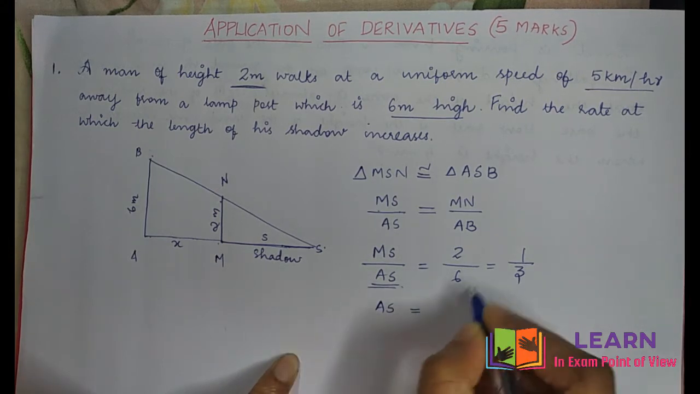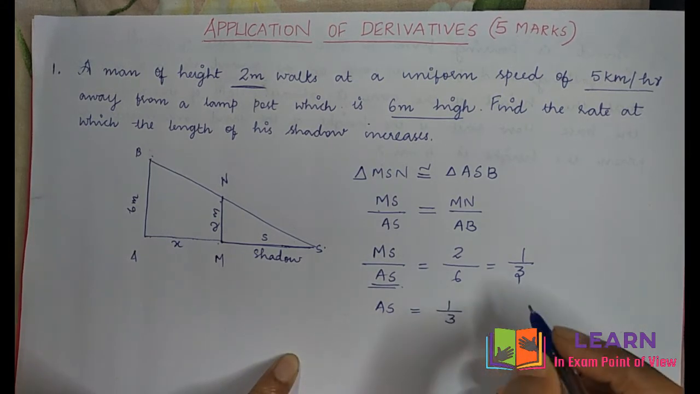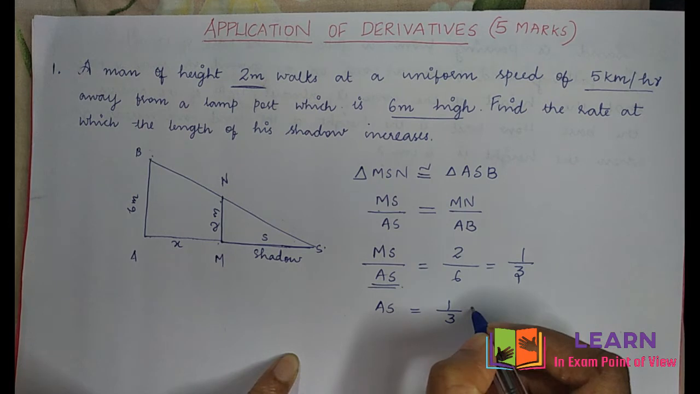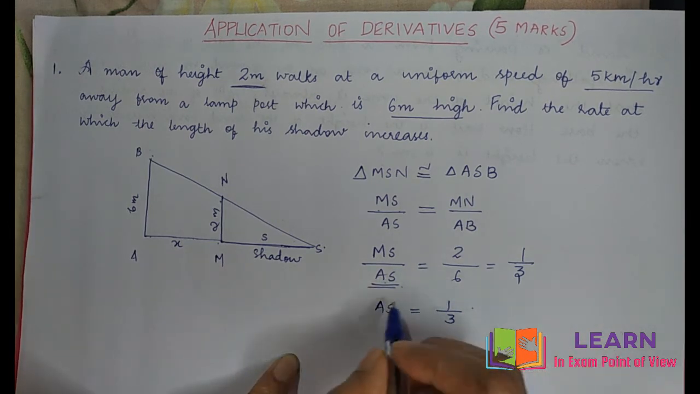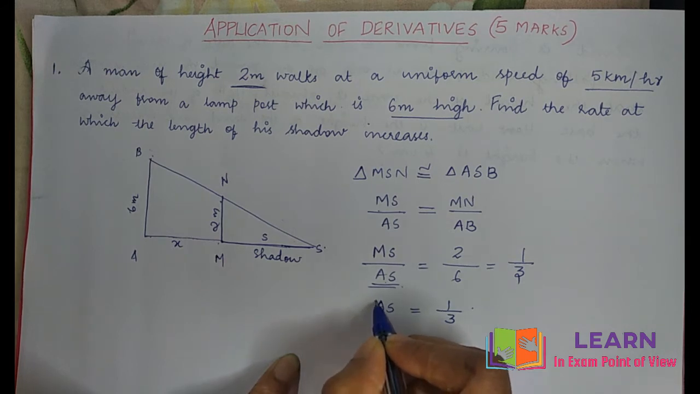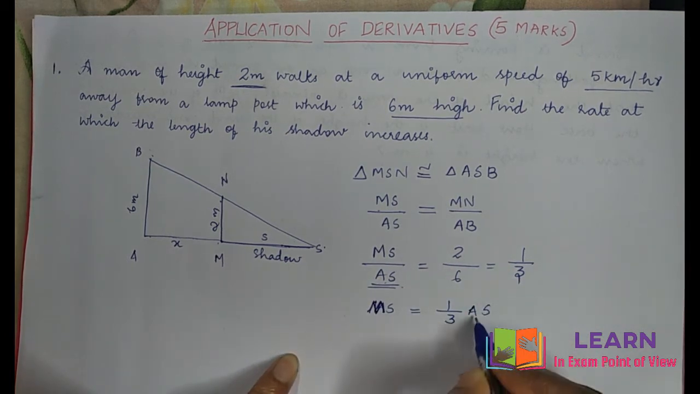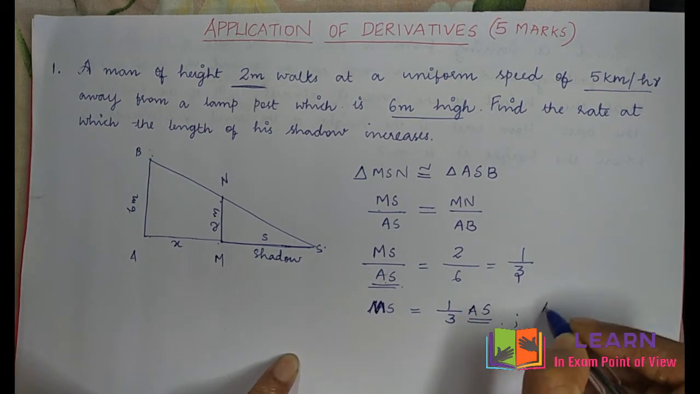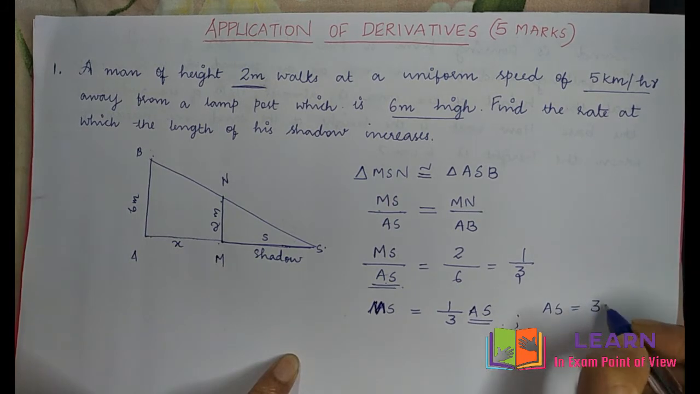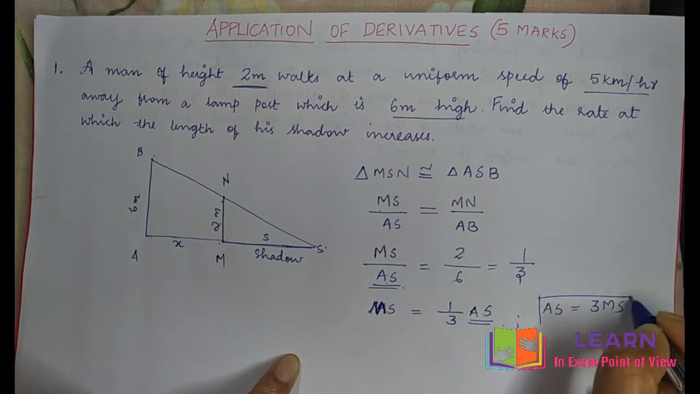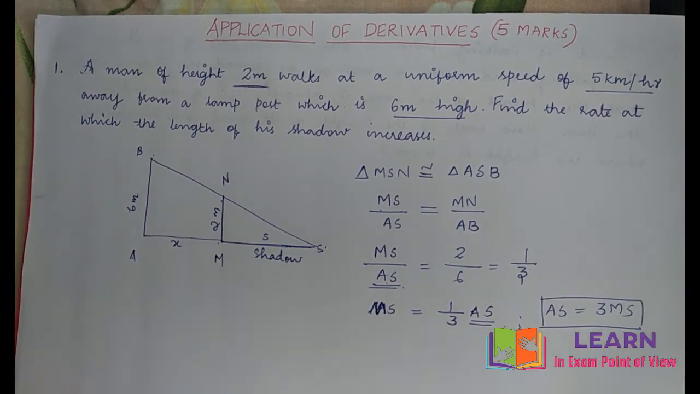So MS by AS is 1 by 3, and AS if you want, you will write AS is 3 MS. Okay. So AS is 3 MS.